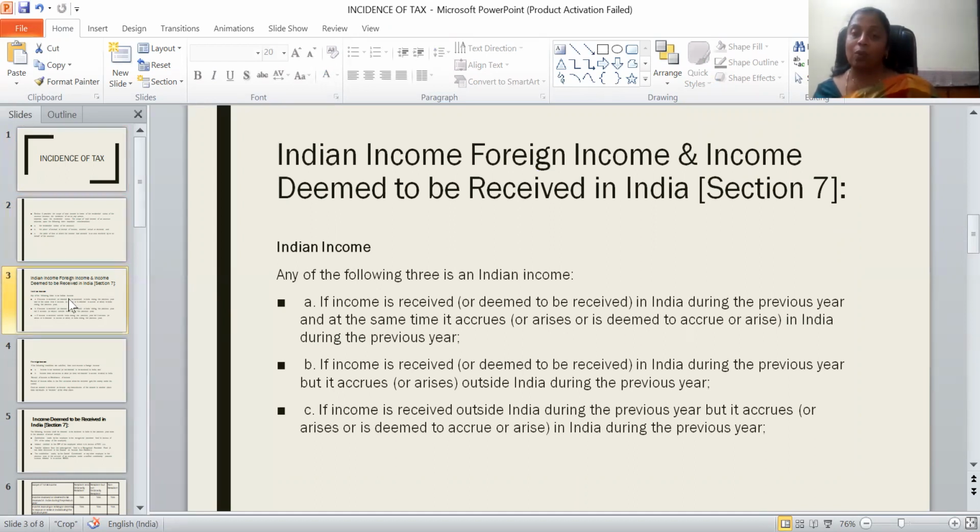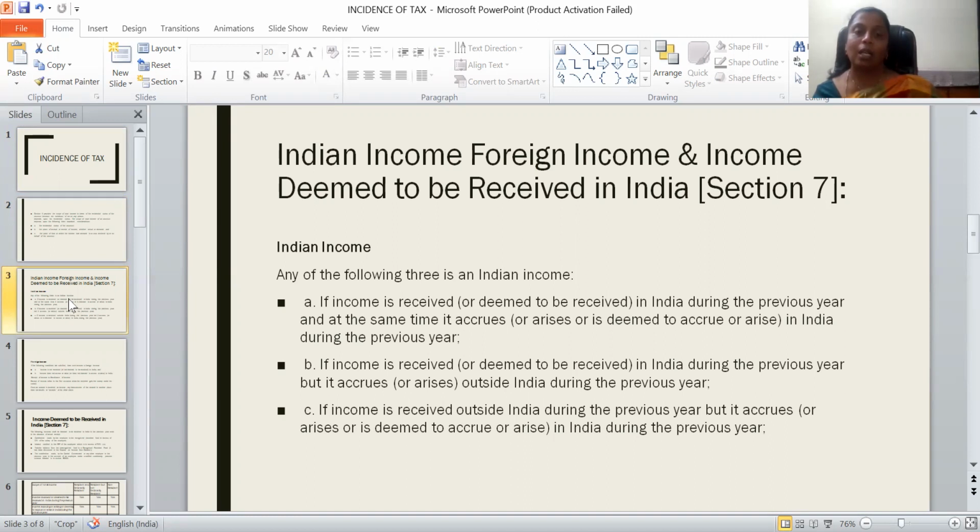If income is received or deemed to be received in India during the previous year, and at the same time it occurs or is deemed to occur in India during the previous year. For example, you are working in India and you receive a salary in India. It is income which is received in India. Or it can be income which is generated outside, but if you receive it in India, that is termed as Indian income.